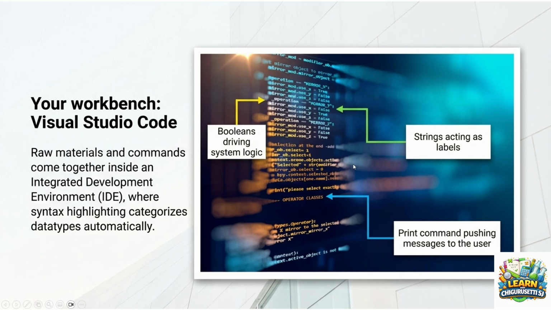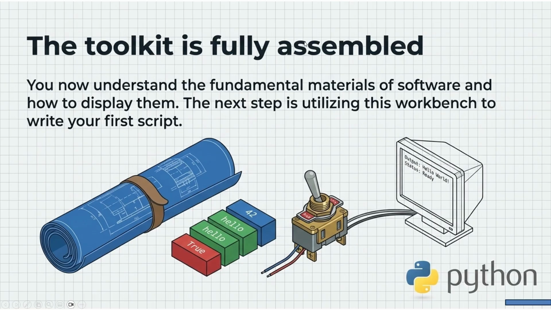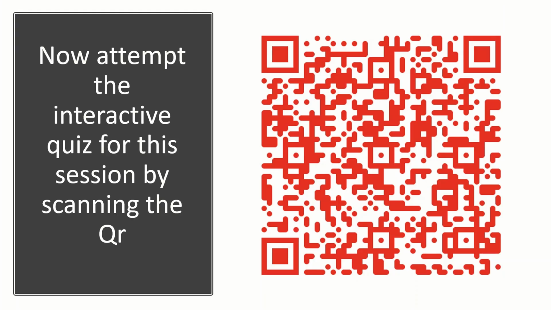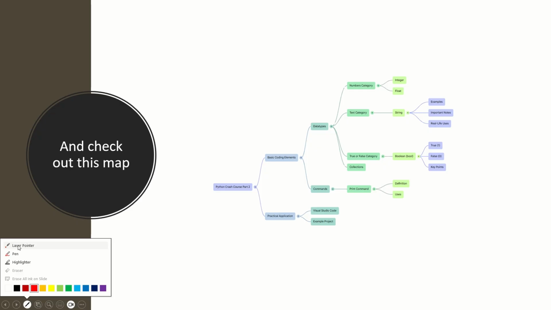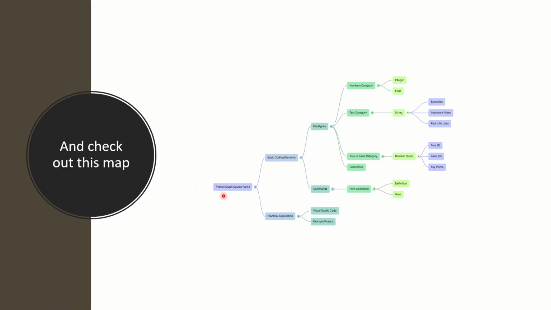So I think you have understood about Visual Studio Code. Now you have understood about the data types and how to use the print command. Next, we will attempt the interactive quiz of this session, so that we can test how much you have learned and how much time and hard work you have put in. And you can check out this map. It contains everything in a crash course. It is a Python crash course with this tool and all the categories.